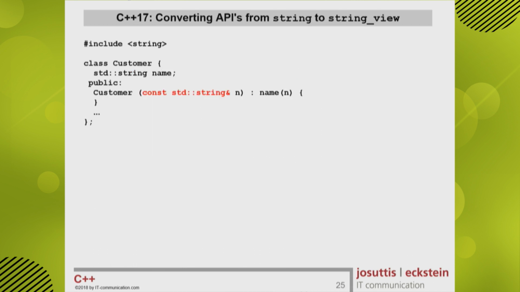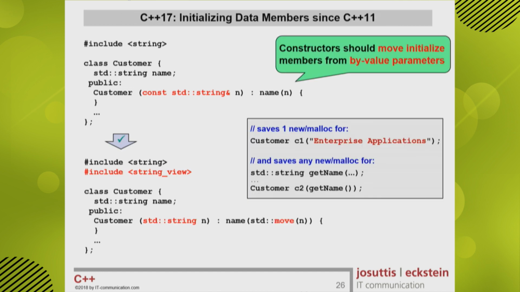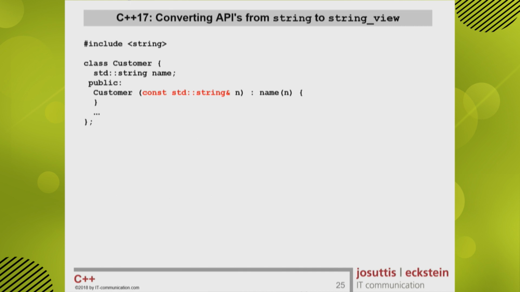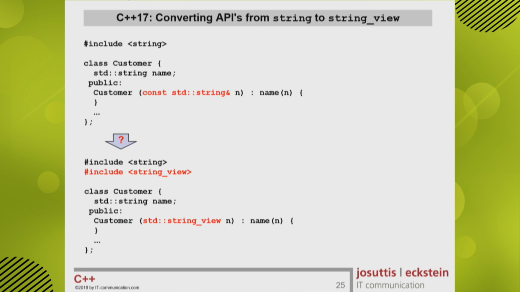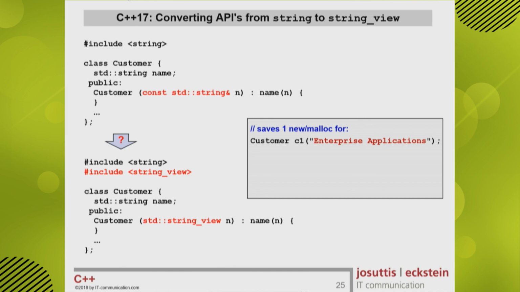Now it gets worse. So you might say, okay, let's initialize a member of my class, not taking a string by reference, but taking a string view. That's not good, because now you have the following effect. Yes, for a literal, you save a malloc. But if you pass a temporary string, this string first gets implicitly converted to a string view, and for that, it has to be converted back to a string, which then allocates memory.